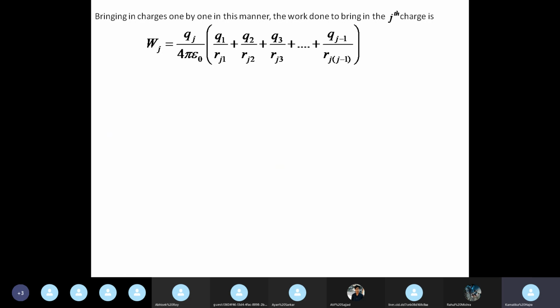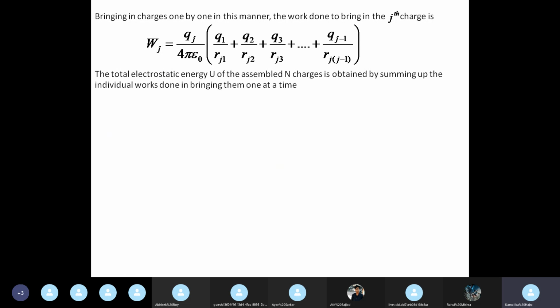So this is a summation, and the total electrostatic energy of the assembled charges is obtained by summing up each individual work done, the work done in bringing in each charge.